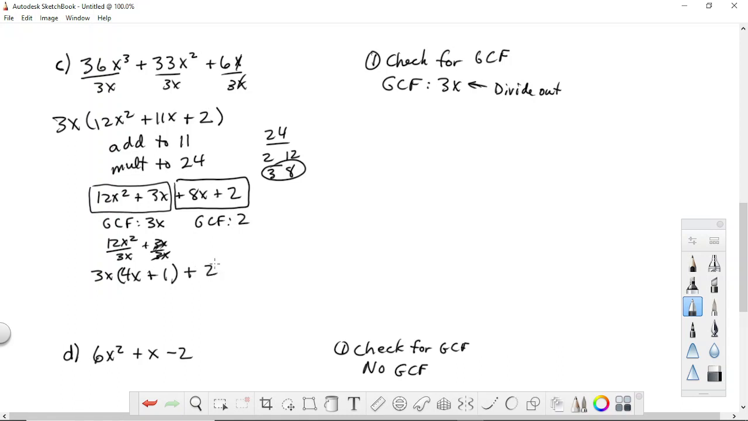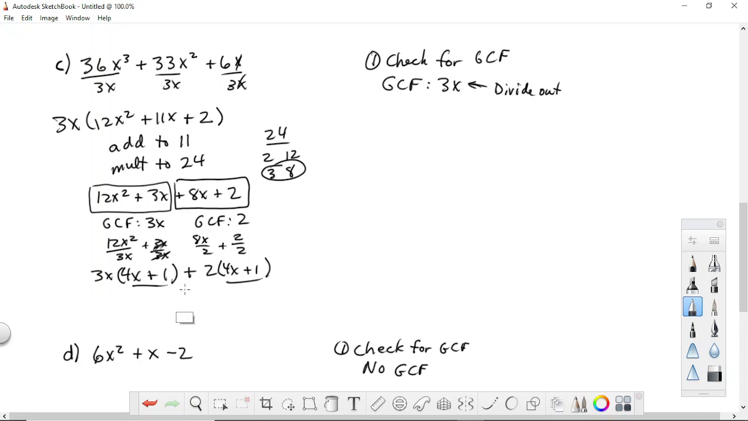2 times. Okay, and what goes there? Well, we take the 8x divided by 2 and 2 divided by 2. So here we have 4x plus 1. It's very fortunate that turned out that way, because now we do have the same binomial there.